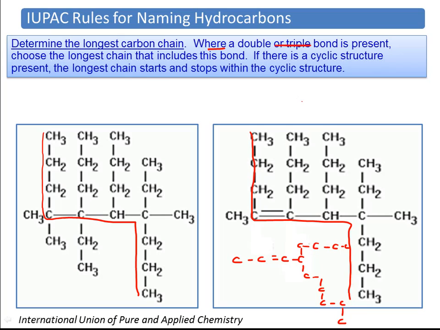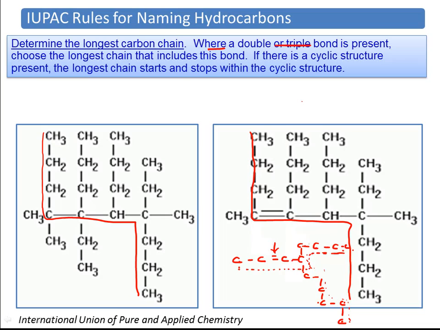We can't control that. So it's 1, 2, 3, 4, 5, 6, 7, 8, 9, 10. This is the longest continuous chain for this one here. But this longest continuous chain does not include the double bond. That's what we mean. So my longest chain is not going to be the first one that I've identified, which is this one with 10 carbon atoms. My longest chain is going to be this one instead, which has got how many carbon atoms?